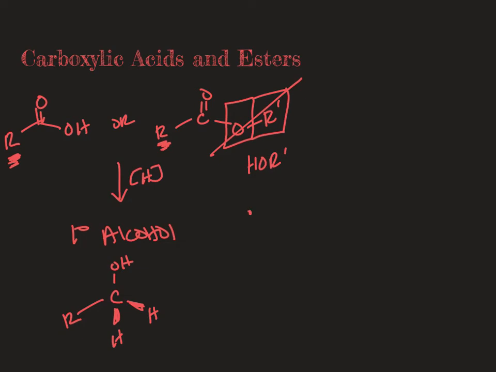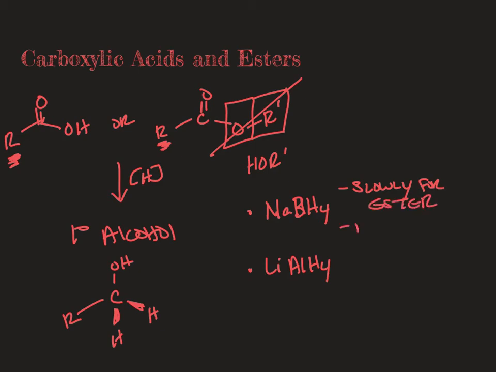So for reagents here, we have the same two: the sodium borohydride and the lithium aluminum hydride. The sodium borohydride works slowly on the esters, and there's no reaction for the carboxylic acids. Lithium aluminum hydride is going to work for everything. So here's an example where, if you're trying to do a reduction of a carboxylic acid, you're going to have to go with the more dangerous lithium aluminum hydride if doing this in the lab, because the sodium borohydride doesn't work.